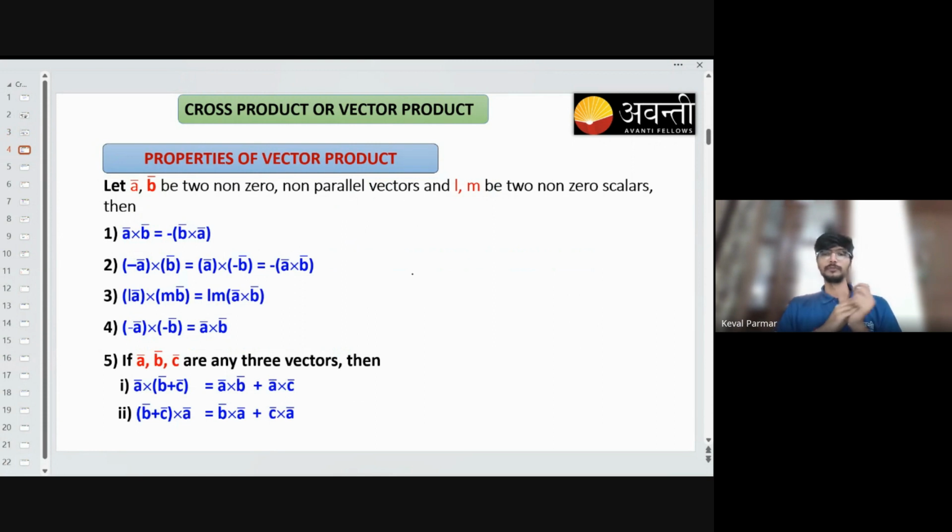Let's see the properties now. We have also studied properties of dot product. Correct? So here, let's see properties of cross product. Let A vector and B vector be two non-zero, non-parallel vectors and L and M be two non-zero scalars. Then A vector cross B vector will be negative times B vector cross A vector. As we already discussed, if A vector cross B vector is upwards, perpendicular to the plane, then B vector cross A vector will be downwards, which can be written as minus times A vector cross B vector.